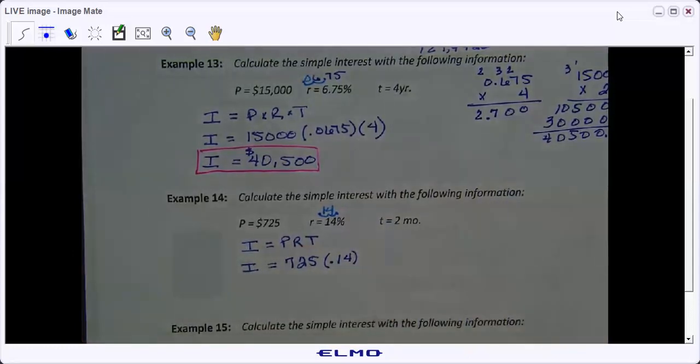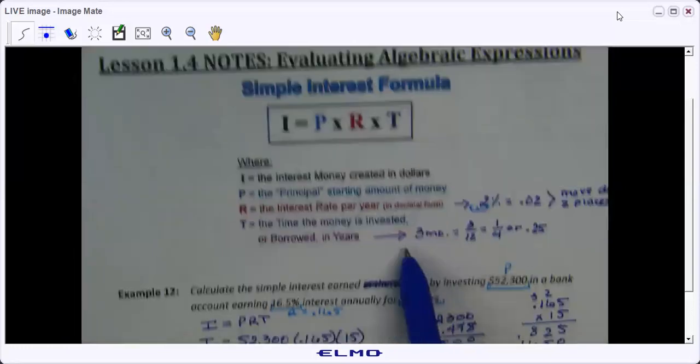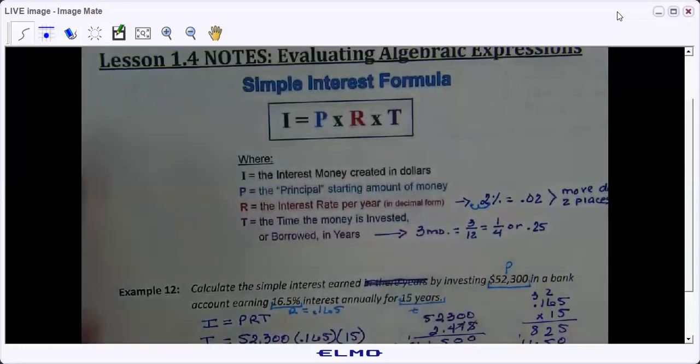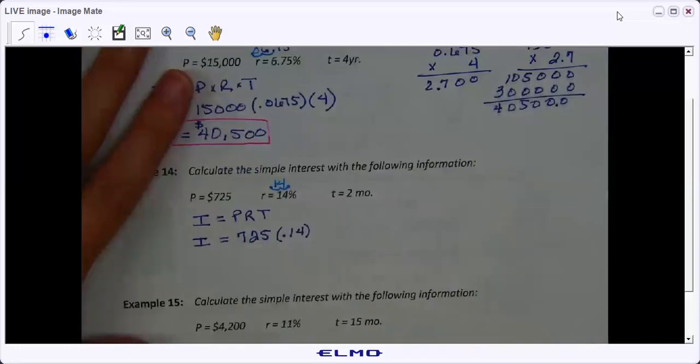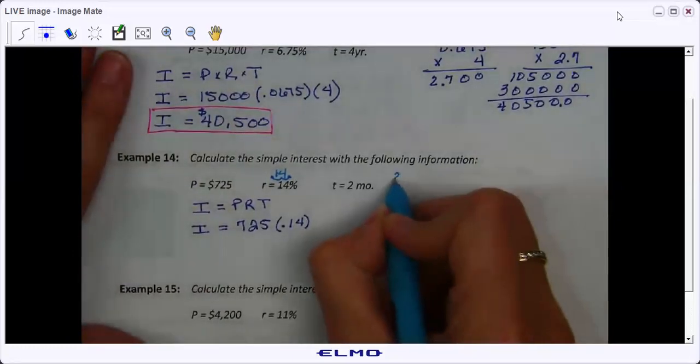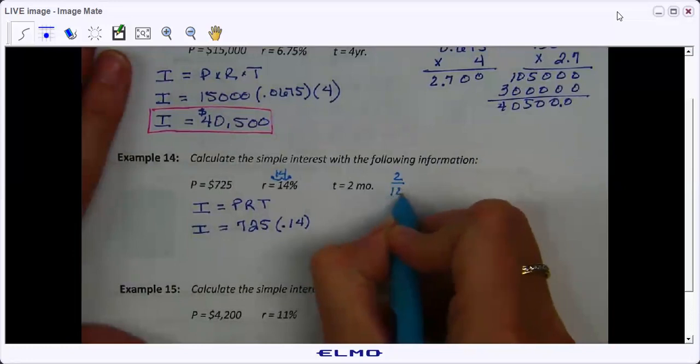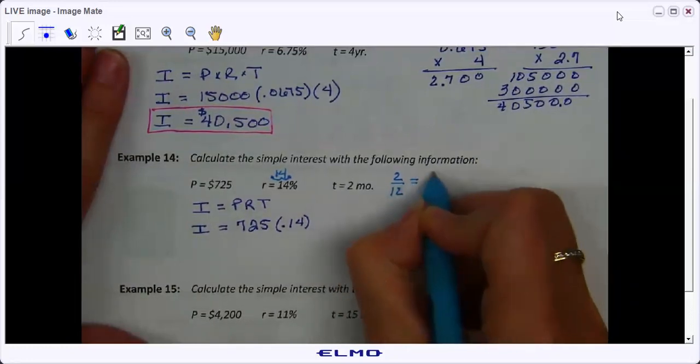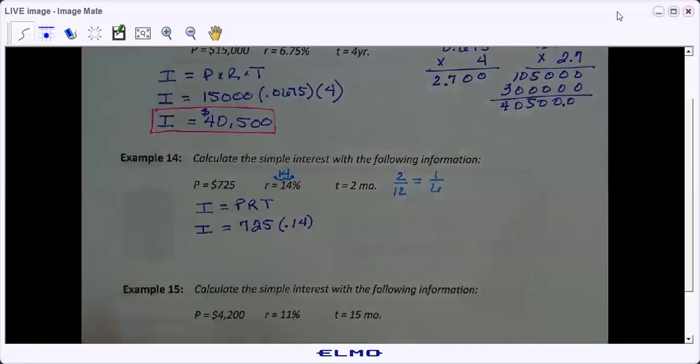And notice that your time is 2 months, but we have to put that in years, just like I explained up here with 3 months. So we're gonna put your 2 months into years. And remember, you take the 2 and you divide it by 12. Notice with this one, when you simplify it, you get 1/6.